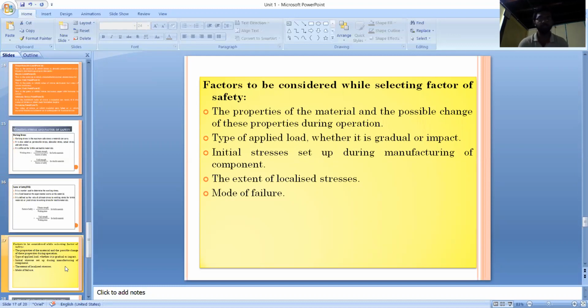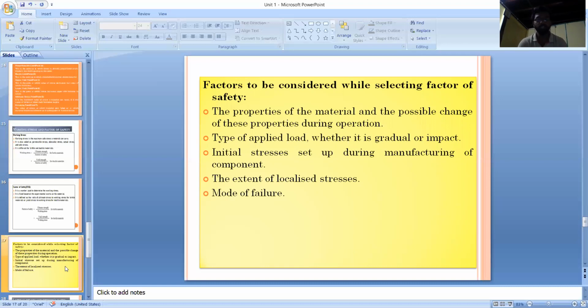Whenever you have to select the factor of safety for designing, you have to consider some factors. So what are those factors? Let us see them. The factors are the properties of the material and the possible change of these properties during the operation. We have to consider material properties and also the possible changes of these properties when the material is in working condition.